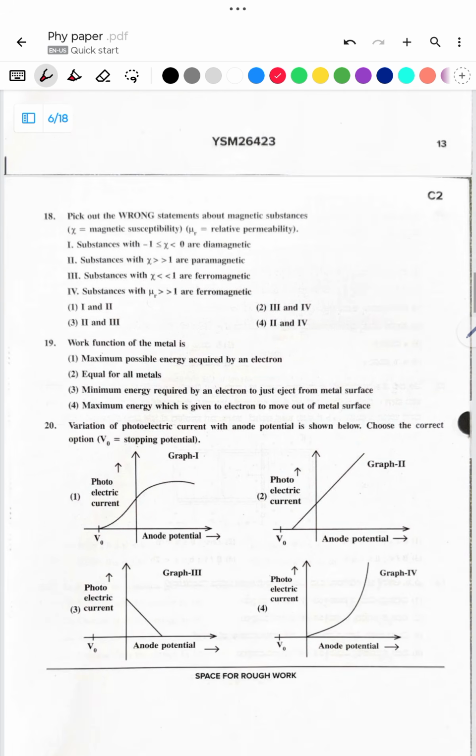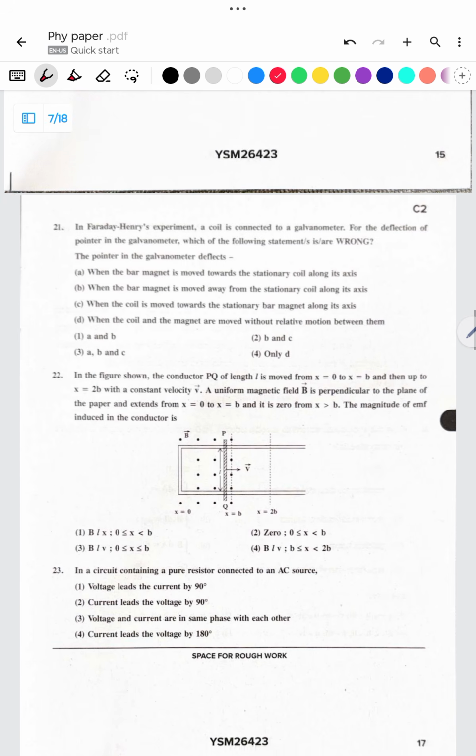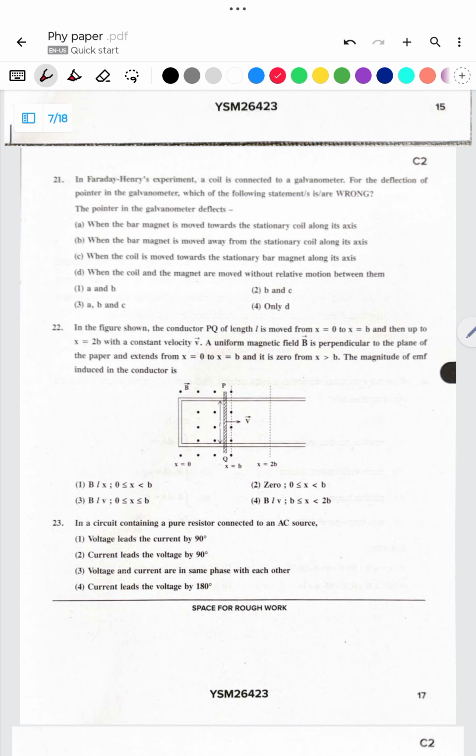Next, coming up to the 18th question. For 18th question, option is 3. For 19th question, option is 3. For 20th, option is 1. For 21st, option is 4. For 22nd, option is 3. For 23, option is 3.